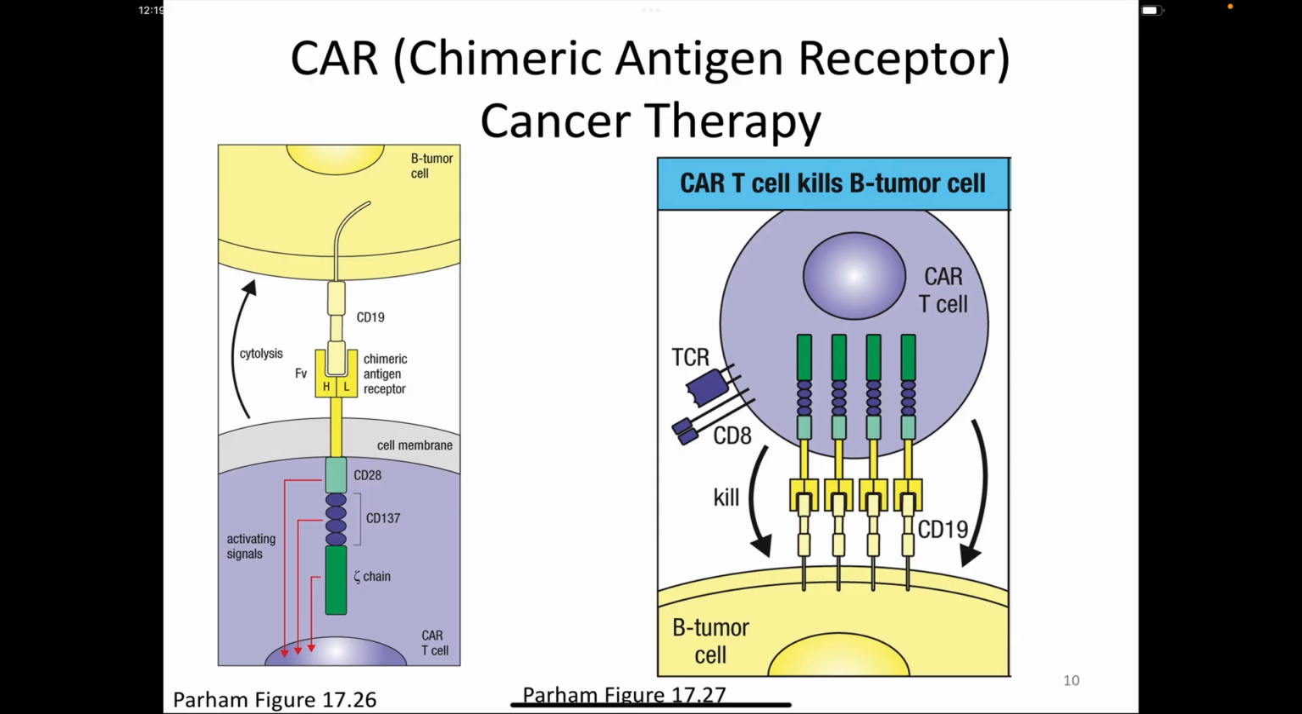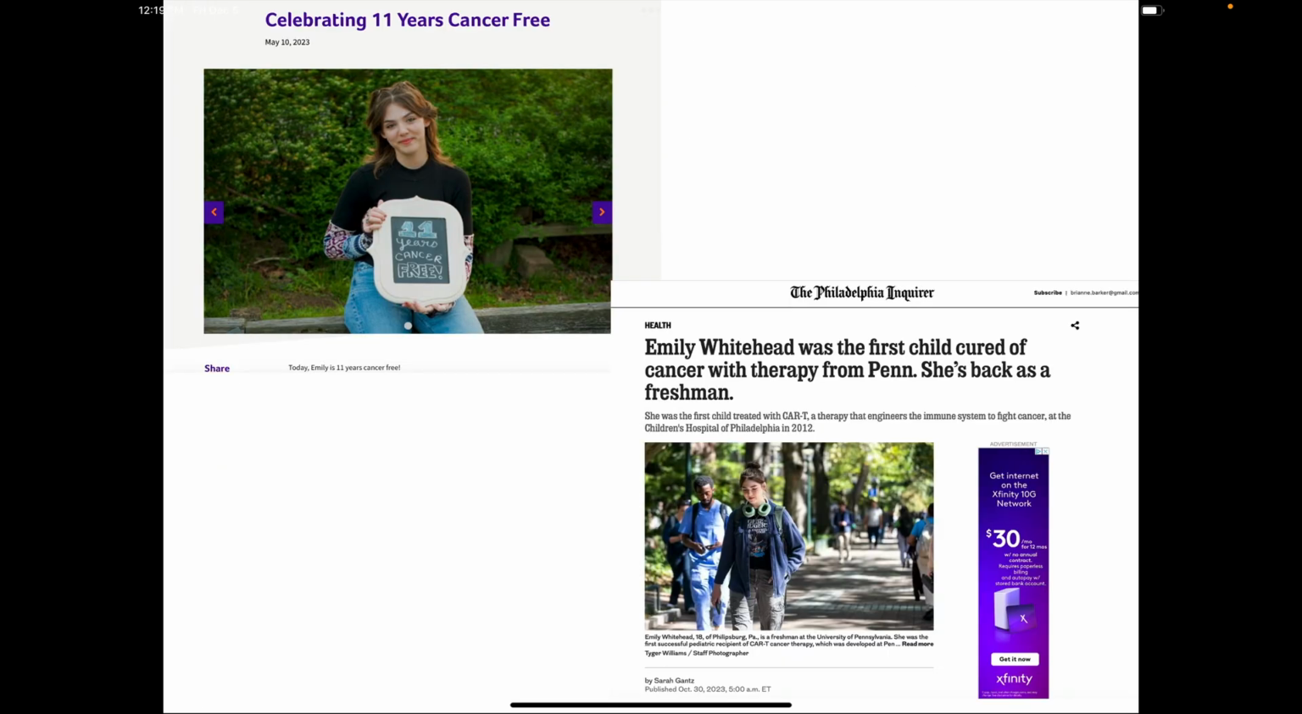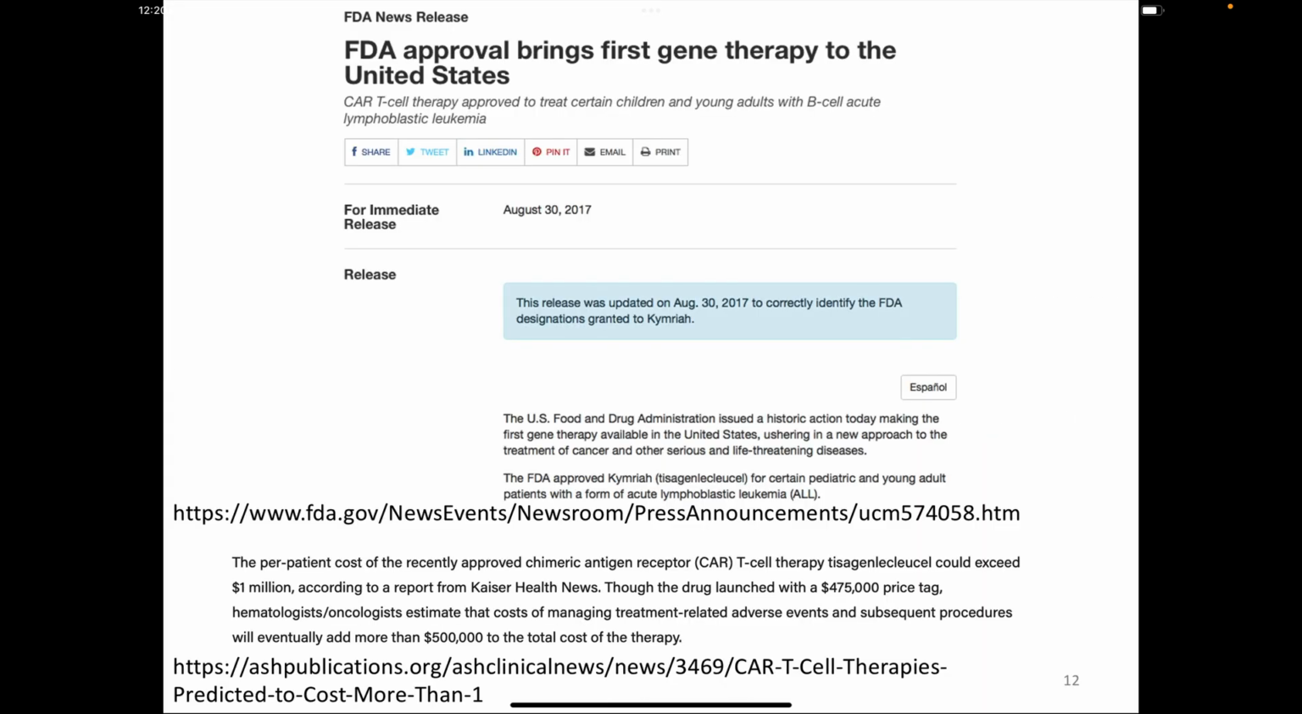The other thing that I will say, and again, here you can see that CAR T cell killing the tumor cell of interest. Here is Emily Whitehead. This is actually from 2023 when she started her freshman year of college. So she's basically about your age, and she was the first person to have received this. CAR T cell therapy has been FDA approved, so it's not just a thing for Emily Whitehead now, it's something that can happen. It was the first type of gene therapy approved in the United States.